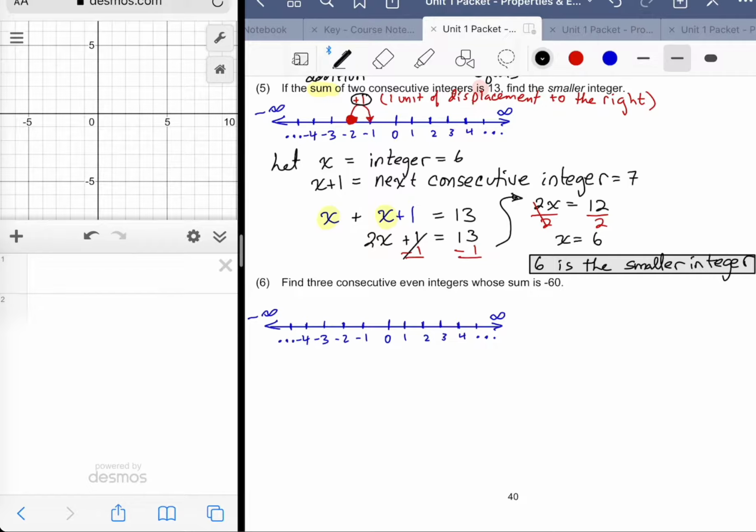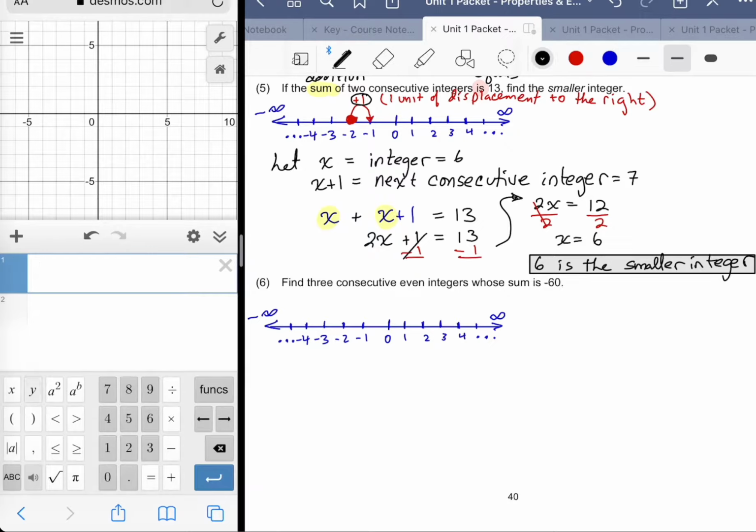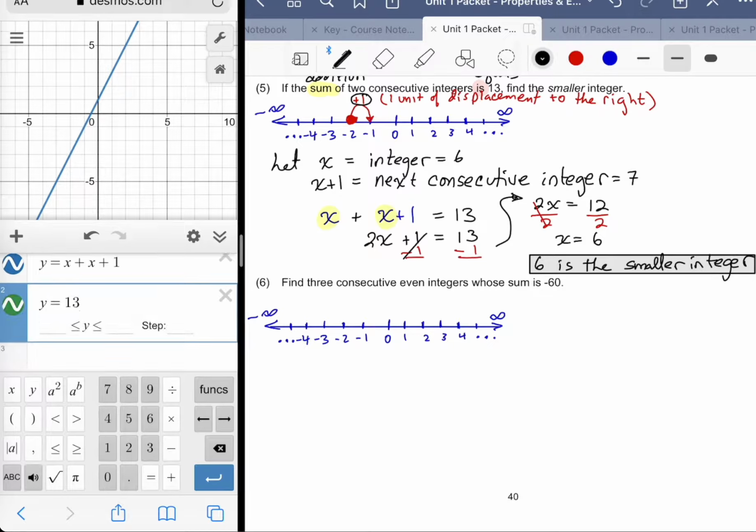So anyway, if we want to use Desmos to solve, remember y equals the left side of the equation. So x plus 1. Y equals the right side of the equation. 13. Desmos is not going to write the equation for you. It's not going to interpret a word problem and make an equation. You have to still do that.